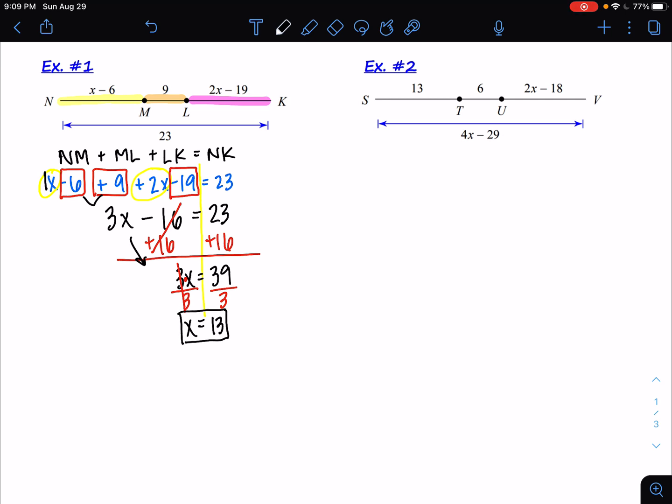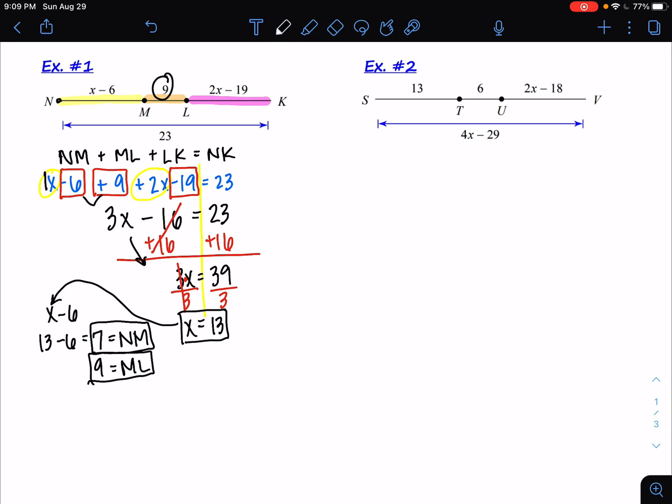You would think we're done, but the goal was not to solve for x. It was to solve for each of these segments, okay? So NM is x minus 6. So x minus 6 is how much? I know that x equals 13, so if I substitute in 13 for x, 13 minus 6 is 7. So 7 is the distance of NM. ML, I already know, is equal to 9.